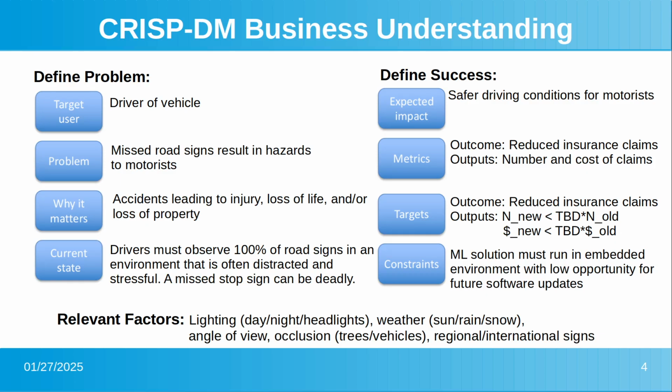Constraints. We must run in embedded environments, and there is a low opportunity to be able to update the software in the future since it's embedded and in the field, and potentially a third-party add-on to the vehicle, and so we need to get it right the first time. Relevant factors: lighting, weather, angle of view, occlusion of signs, differences between regional and international signs that may look similar.